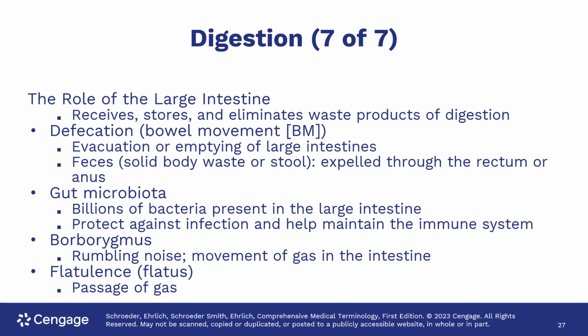The large intestines receive, store, and eliminate the waste products. Defecation is pooping. Gut microbiota refers to the billions of bacteria in the large intestines. These bacteria help to protect against infection and maintain the immune system.